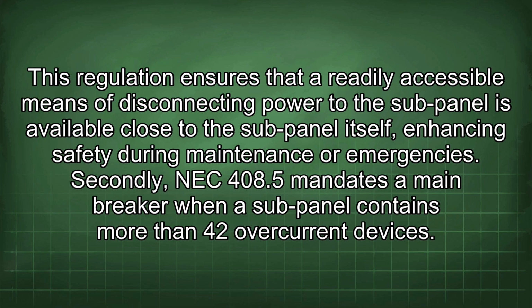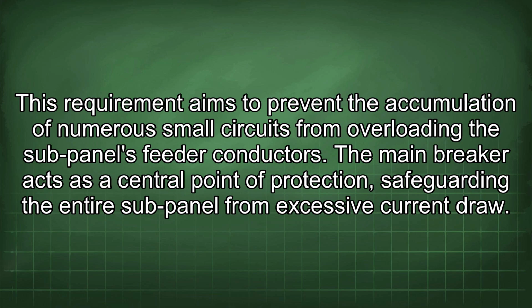Secondly, NEC 408.5 mandates a main breaker when a subpanel contains more than 42 overcurrent devices. This requirement aims to prevent the accumulation of numerous small circuits from overloading the subpanel's feeder conductors. The main breaker acts as a central point of protection, safeguarding the entire subpanel from excessive current draw.